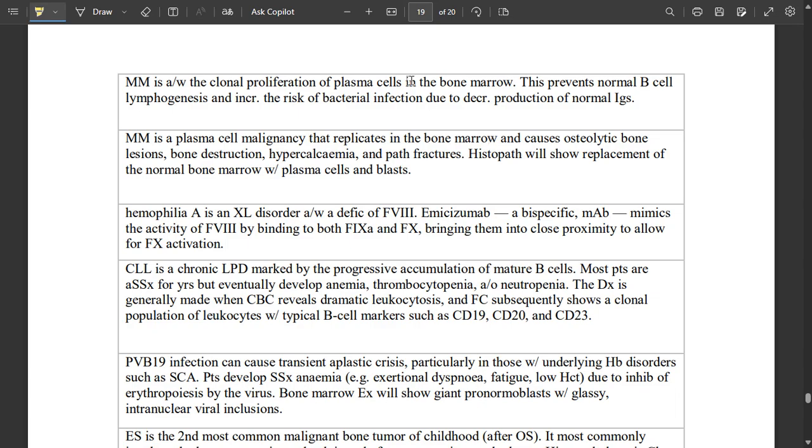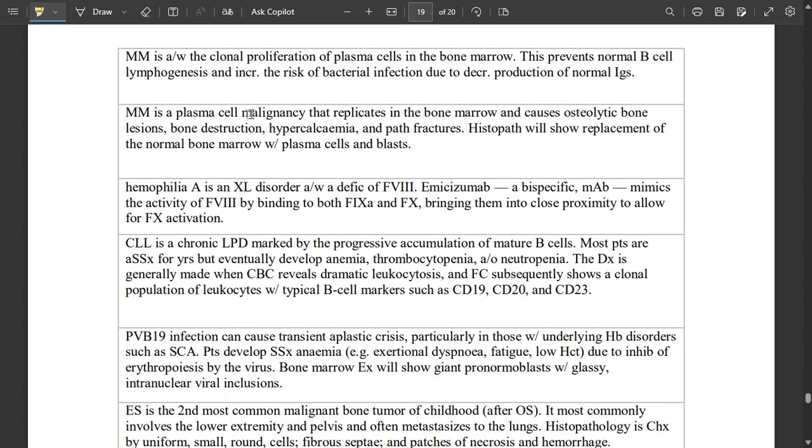Multiple myeloma is the chronic proliferation of plasma cells in the bone marrow. This prevents normal B cell lymphopoiesis and increases the risk of bacterial infection due to decreased production of normal immunoglobulins. There is high proliferation of plasma cells in the bone marrow, but normal B cell lymphopoiesis does not occur. Therefore, B cells cannot produce functional immunoglobulins, and hence bacterial infection increases because of decreased production of functional immunoglobulins.